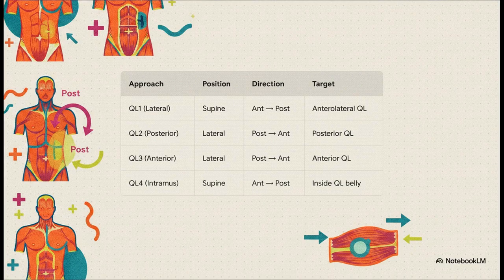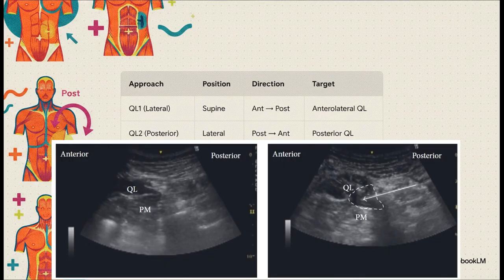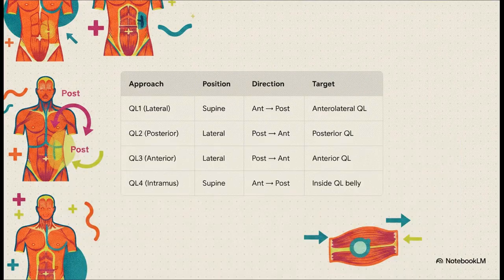Next is QL2, the posterior approach. Here, patient positioning matters. You ideally want them in the lateral decubitus position, though supine with a good wedge under the flank can work in a pinch. Crucially, your needle trajectory completely reverses compared to QL1. You are driving posterior to anterior. You are targeting the posterior surface of the QL, aiming precisely for that lift area we just discussed, separating the QL from the erector spinae. This gives a highly predictable spread toward the paravertebral space.